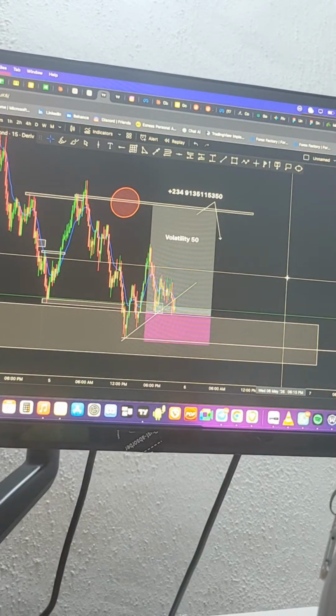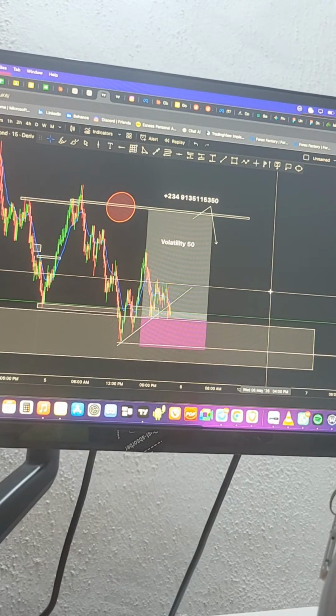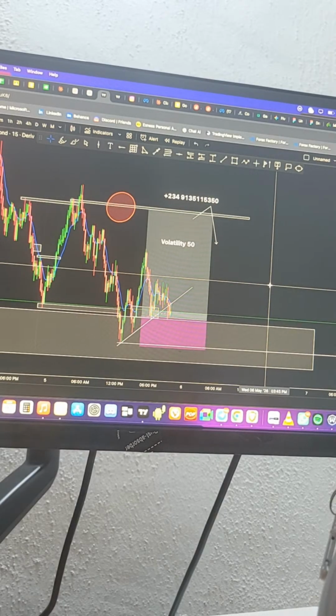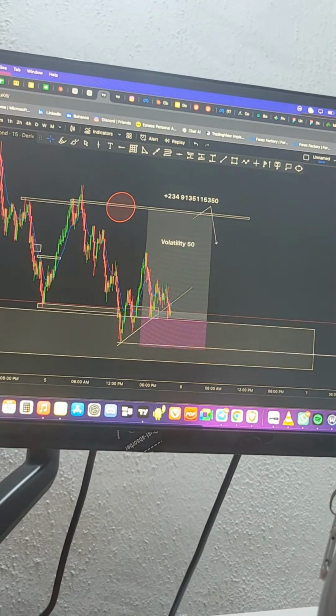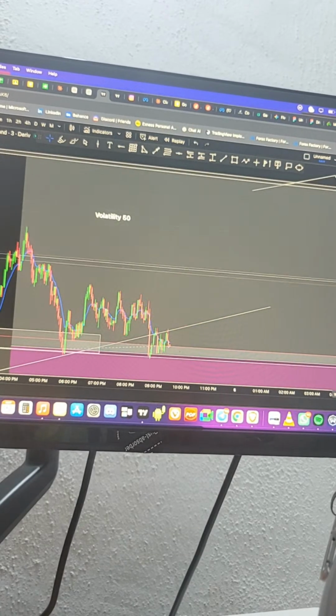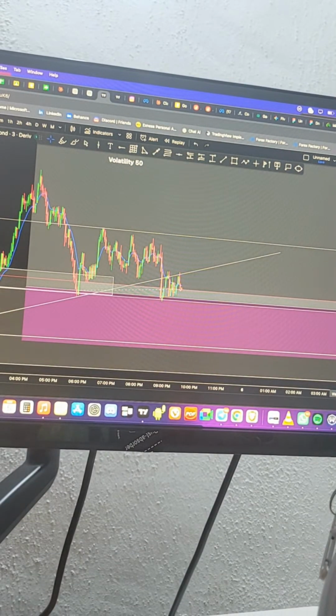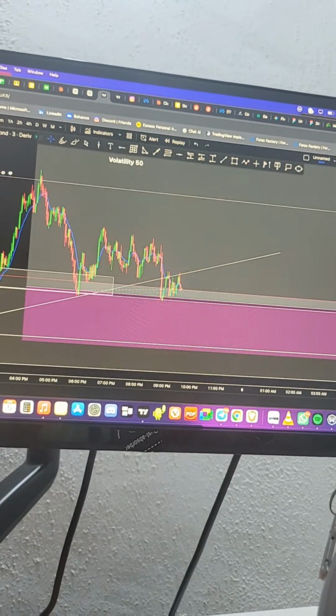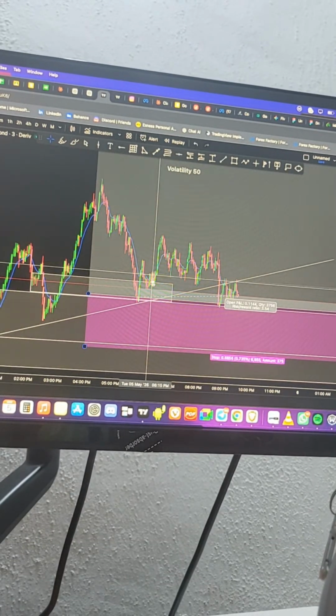Why are you dancing here now? Why are you dancing, black 50? Give me that spike, the upside. Give me that spike. How are you consolidating around here? Trace back.